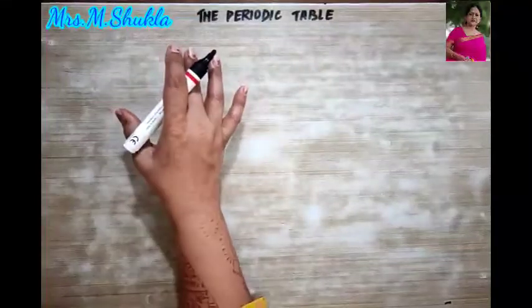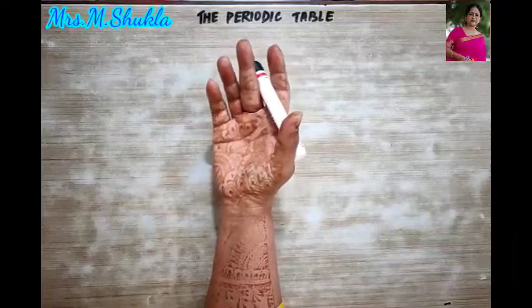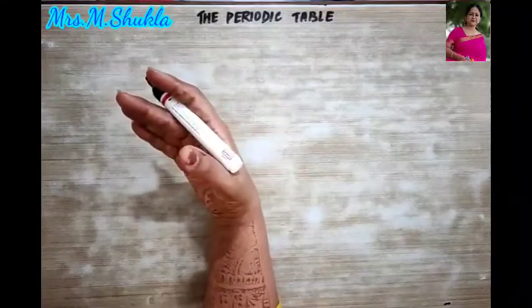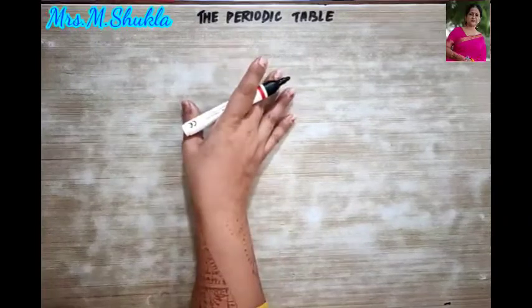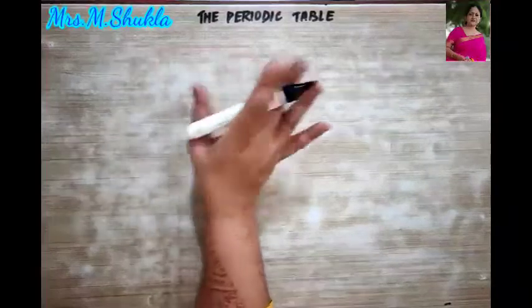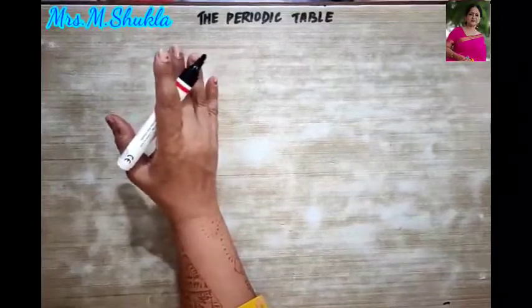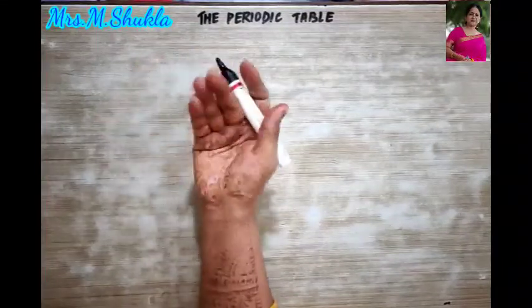Similarly, in elements also, since the number of elements was increasing, in those times in the early 1800s, about 60-62 elements were discovered. So it was not easy to learn all the properties of those 60 to 62 elements. Therefore those 62 elements had to be classified.